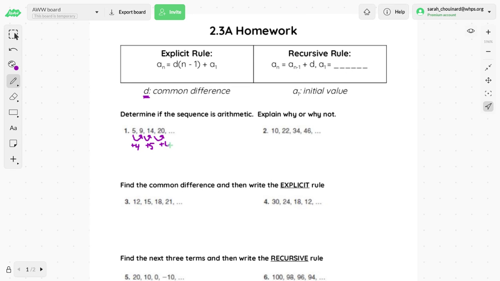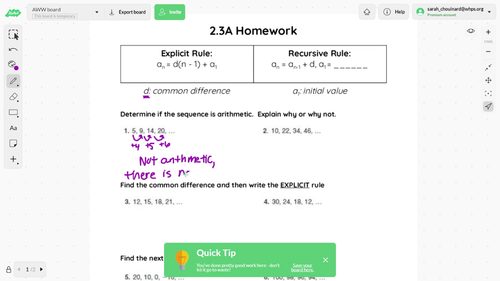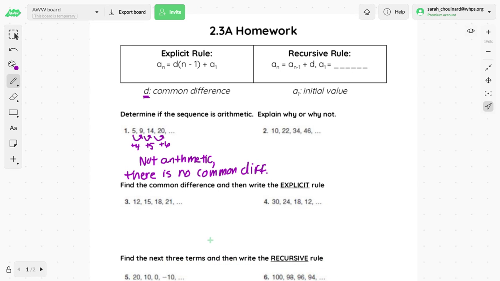And so since I added 4, added 5, added 6, this one is not arithmetic. And the reason why is there is no common difference. So since there's no common difference, it's not going to be arithmetic. All right, let's look at number 3.